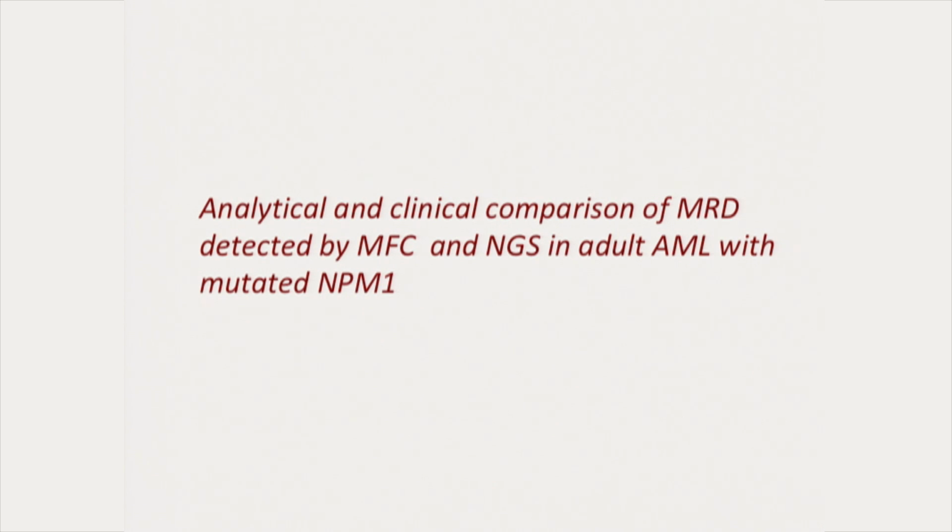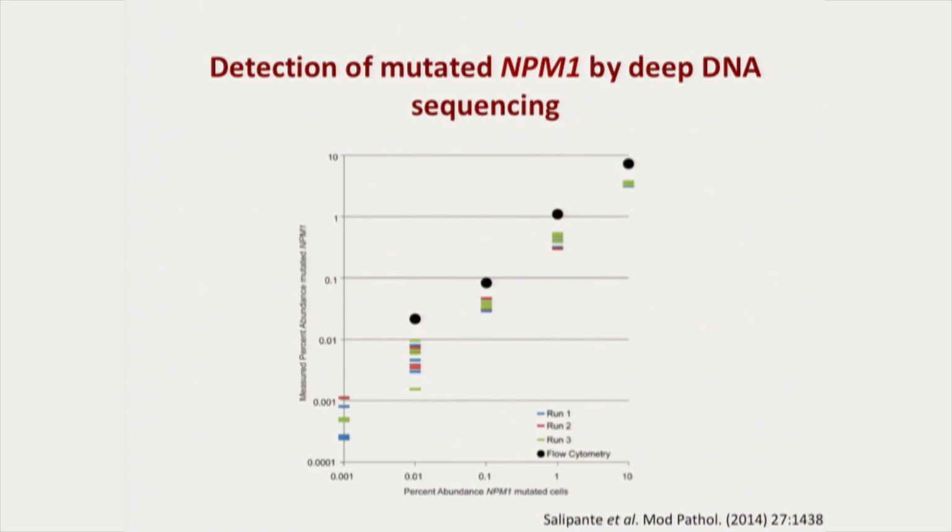And more importantly, we have this test in-house, a high-sensitivity NGS test. This method was established by Steve and David, and the proof-of-concept study was published in 2014. It shows the linear lower limit of quantitative detection can get down to 0.01% of the neoplastic cells.